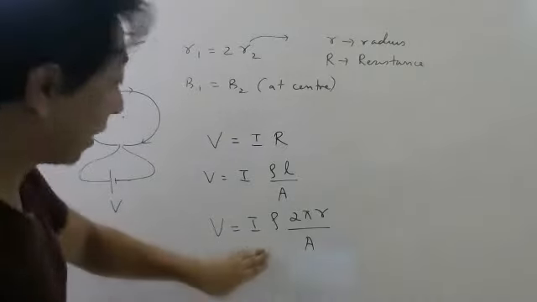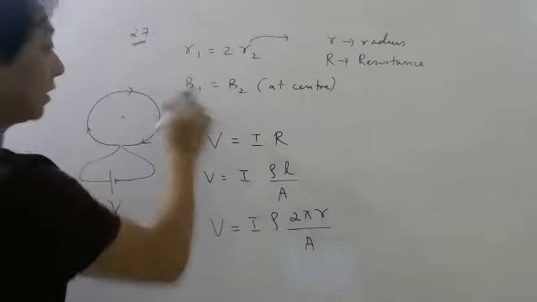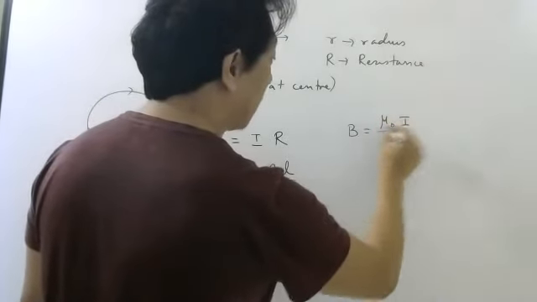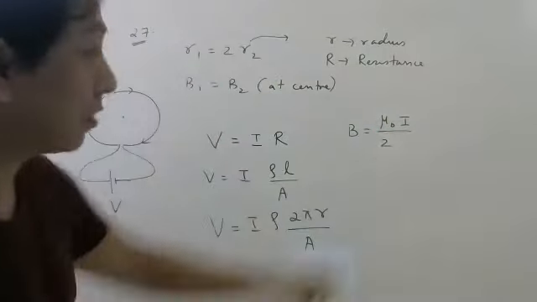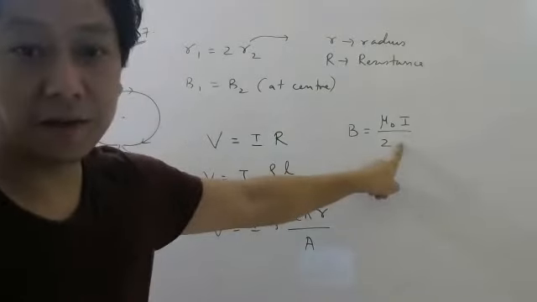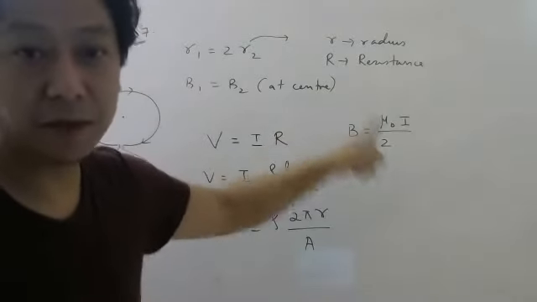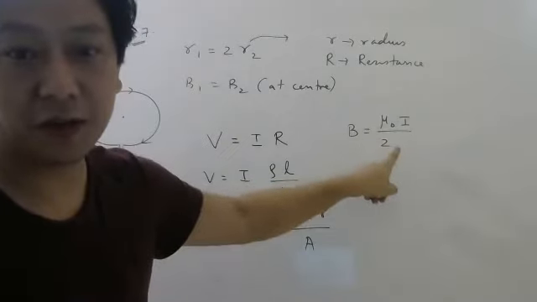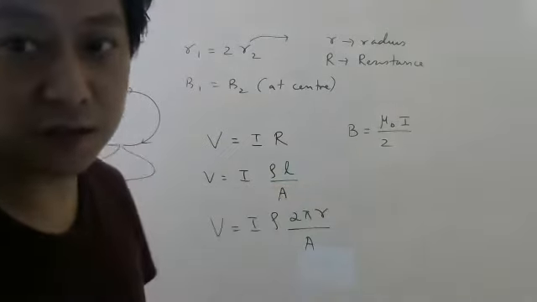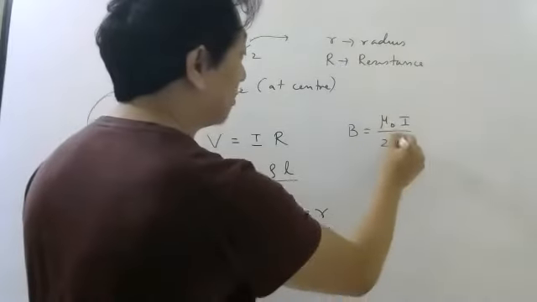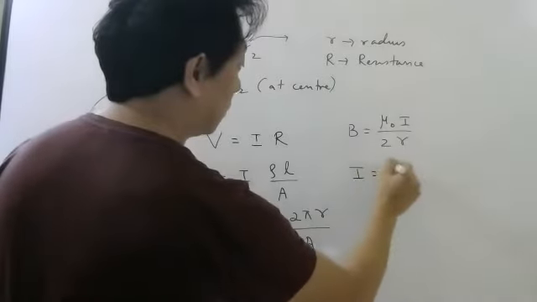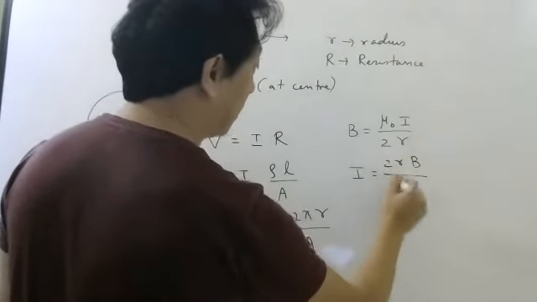Now we need to bring the magnetic field also here, since this is the magnetic field at the center. At the center, what is the magnetic field? Mu naught I by 2R. Which R should I write, small r or capital R? In this problem, this is the magnetic field at the center of a circular loop, so we have to write the radius of the loop. I am writing small r for the radius of the loop. So let us write for current: 2R magnetic field divided by mu naught.